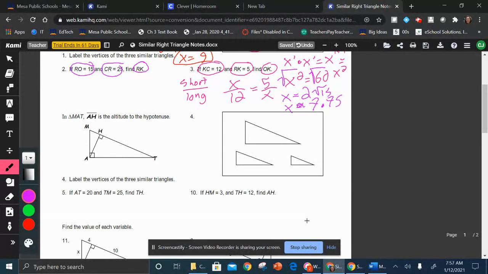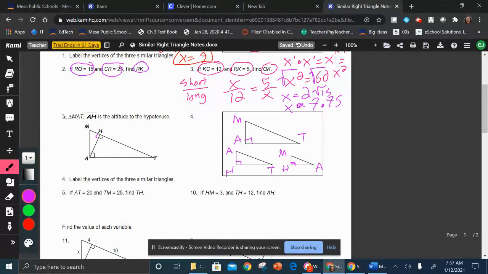Triangle MAT. HA is the altitude to the hypotenuse. It says label the vertices of the 3 triangles. So this one is MAT, the large one. And then this one is AHT. And then MHA for the small one. I'm looking where the right angle is.